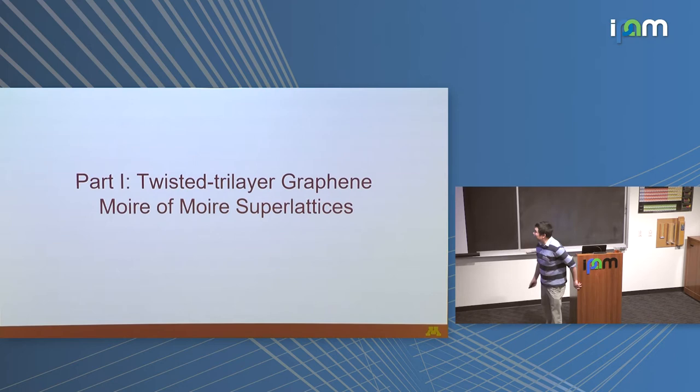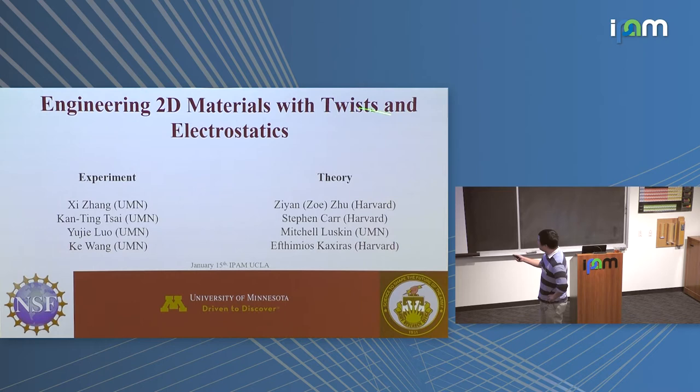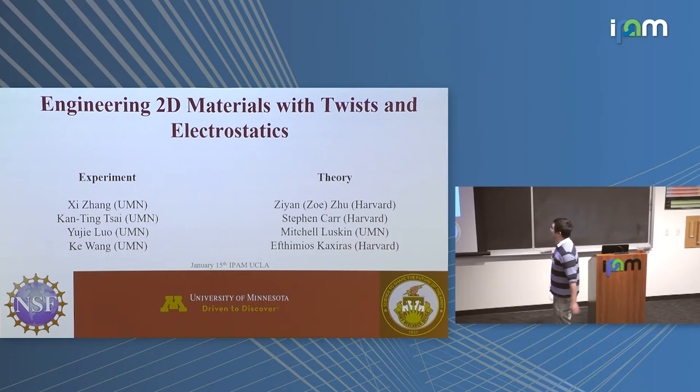So I have two parts. Basically, one part is like twists. Another part actually has nothing to do with twists, but is mostly about gate-defined nanostructures. That's what I started to do since my PhD, but in a very different system. But now I do it in 2D materials.